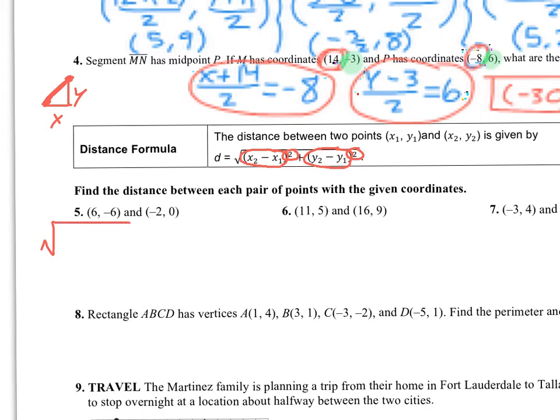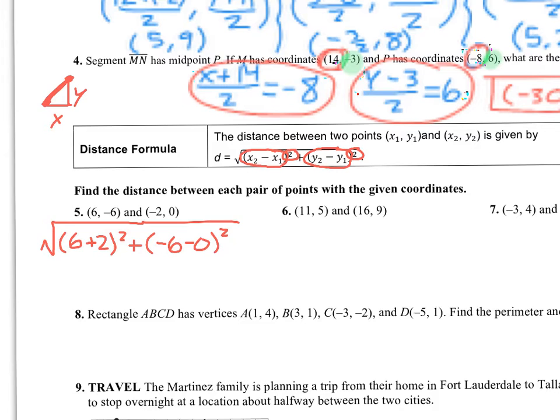All right, so for number 5, I want to know how far apart are the x's. So it doesn't matter what order I subtract them in, because I'm going to square it anyway. So this is going to be 6 minus negative 2, or plus 2, plus negative 6 minus 0 squared.